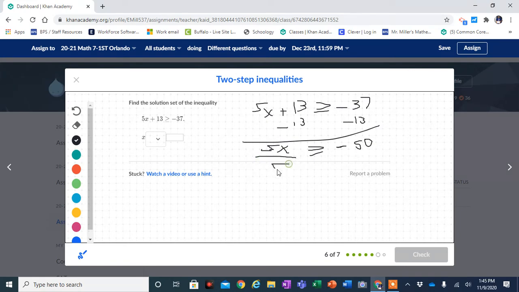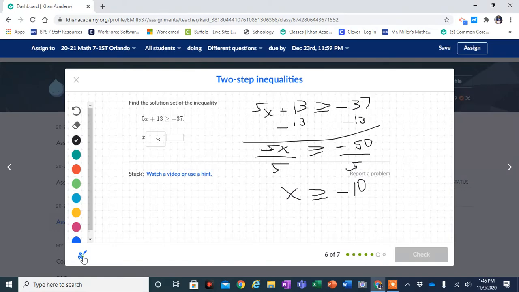Now we're going to divide by 5 and divide by 5. It does not matter that this was a negative. What matters is the number you divided by. The number you divided by was a positive 5. So the sign is going to stay the same. That's x. Negative divided by a positive is a negative. 50 divided by 5 is 10. So x is greater than or equal to 10.